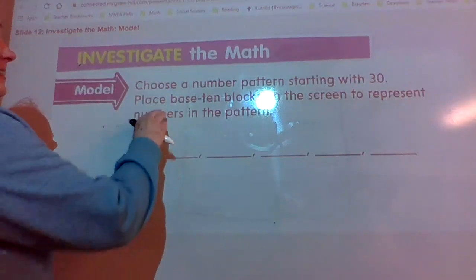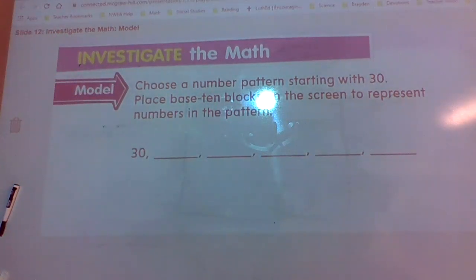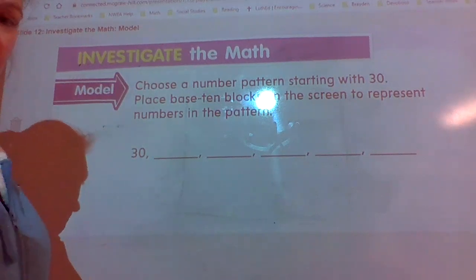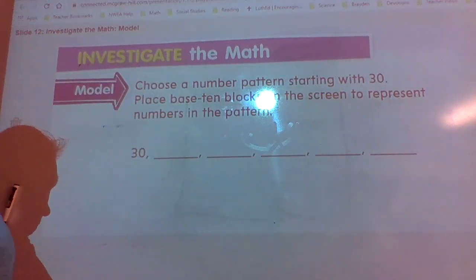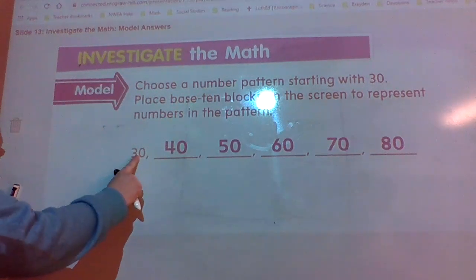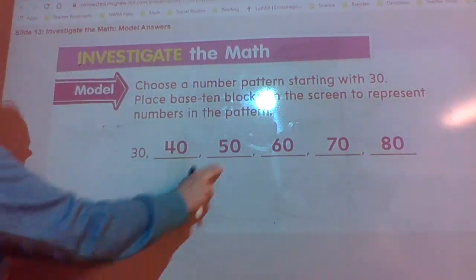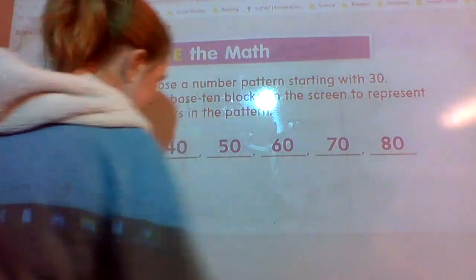In this one, it's actually telling us to use base 10 blocks. So if we're using base 10 blocks, what are we going to be counting by? Hopefully you said tens. So 10 would be where we'd start, adding each time. And so 30, 40, 50, 60, 70, 80.